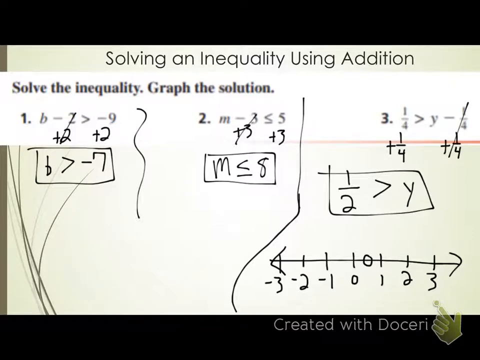Now be careful where you shade here. Which way am I shading? To the left. Very good. Remember, we've got to read it from the variable standpoint. It says y is less than 1/2, correct? So all the numbers that are less than 1/2 are to the left of 1/2. So we'll shade to the left. Questions on that graph? How are we feeling so far? Good? Good.